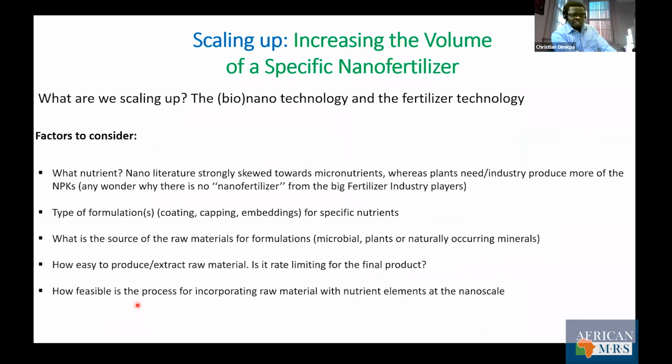Some factors to consider when you are scaling up your bio-nanotechnology that is to be applied for the fertilizer industry. So the question will be, what types of nutrients do you want to scale? Going to the literature shows that most of the studies that we have done have been with micronutrients. So things like zinc, copper, boron, manganese, iron. Those are good, those are essential nutrients, but they are not the most important nutrients that plants need. Plants need NPK more than these other nutrients. And industries are more focused on producing NPKs. But the literature shows more studies with micronutrients than with NPKs.